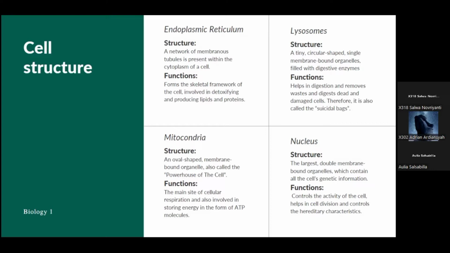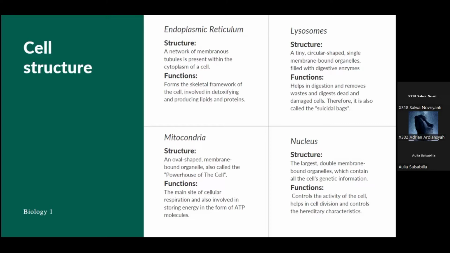Next, we have mitochondria. It's an oval-shaped, membrane-bound organelle, also called the powerhouse of the cell. Its function is to be the main site of cellular respiration and it is also involved in storing energy in the form of ATP molecules.